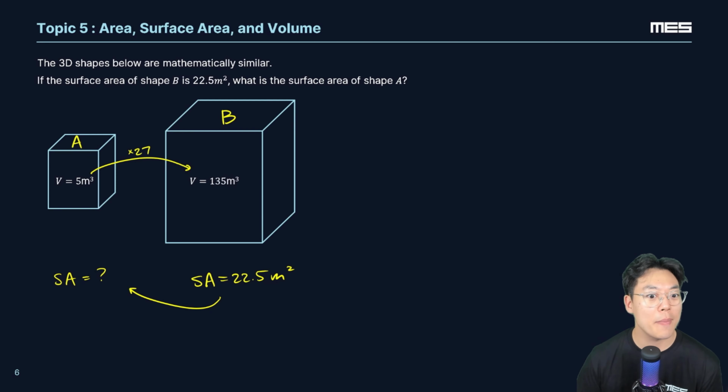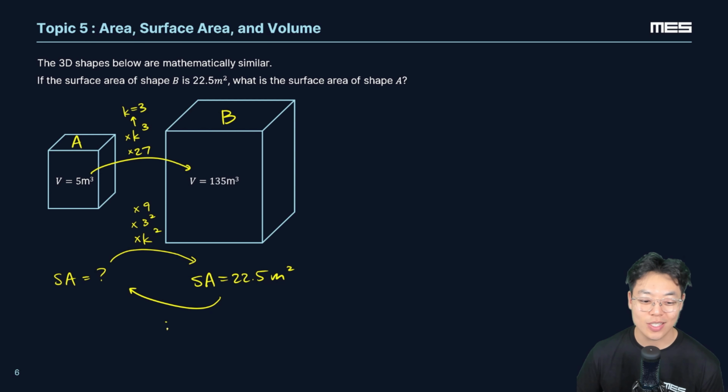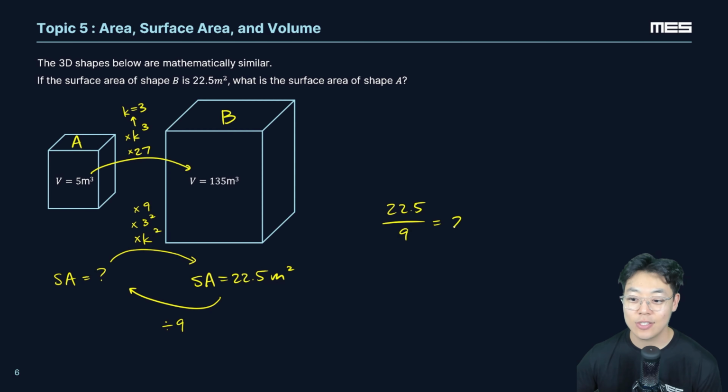Now, volume is 3-dimensional. So we can rewrite this as a scale factor cubed. That scale factor then, K, will equal 3 because 3 cubed is 27. Now, when we deal with area, area is 2-dimensional. So when we go from the surface area of A to B, we'd be multiplying by K squared. Now, K squared would be 3 squared, which is times 9. So in reverse, we're going to be dividing by 9 to get to the surface area of shape A. So 22.5 divided by 9, that is 2.5.